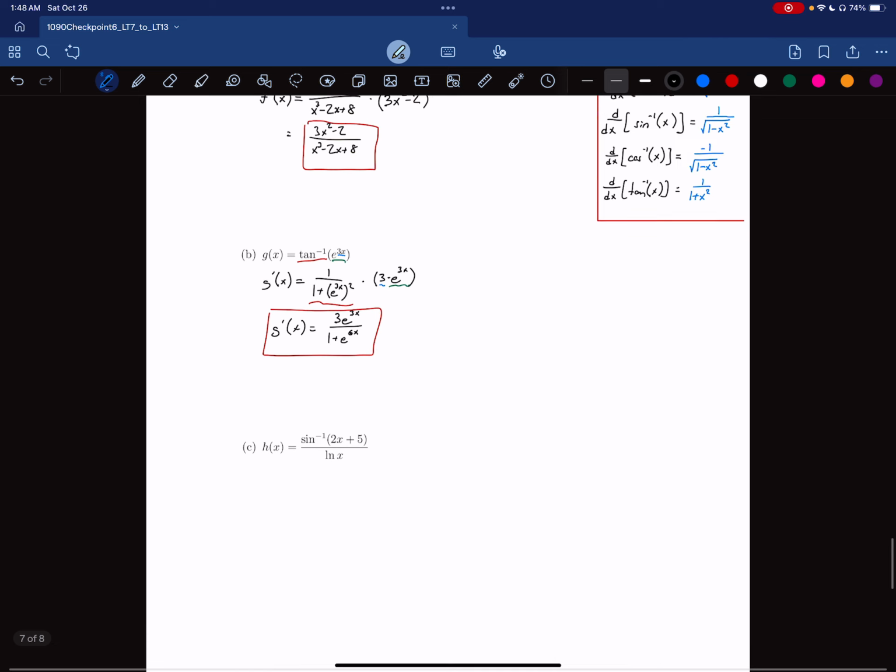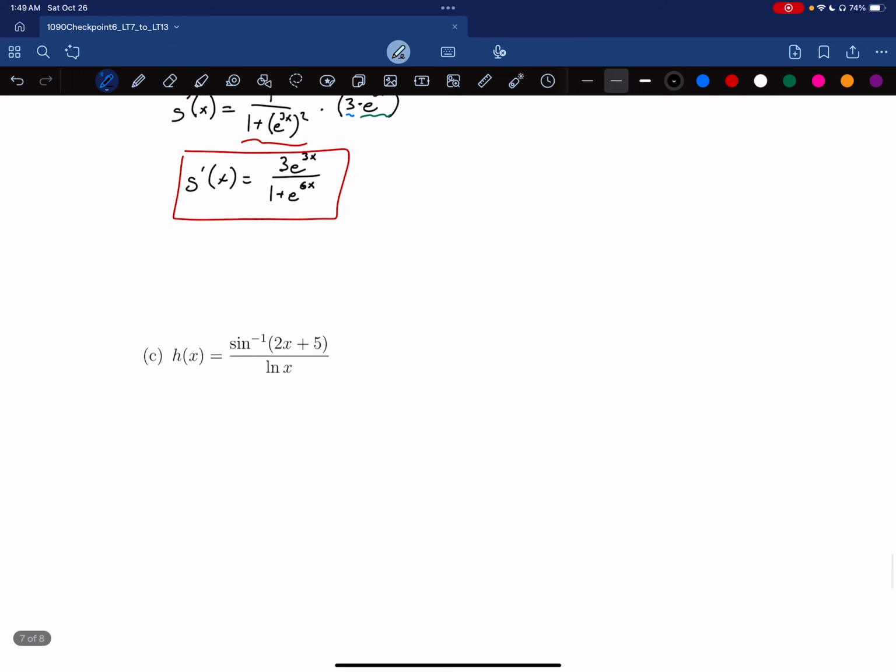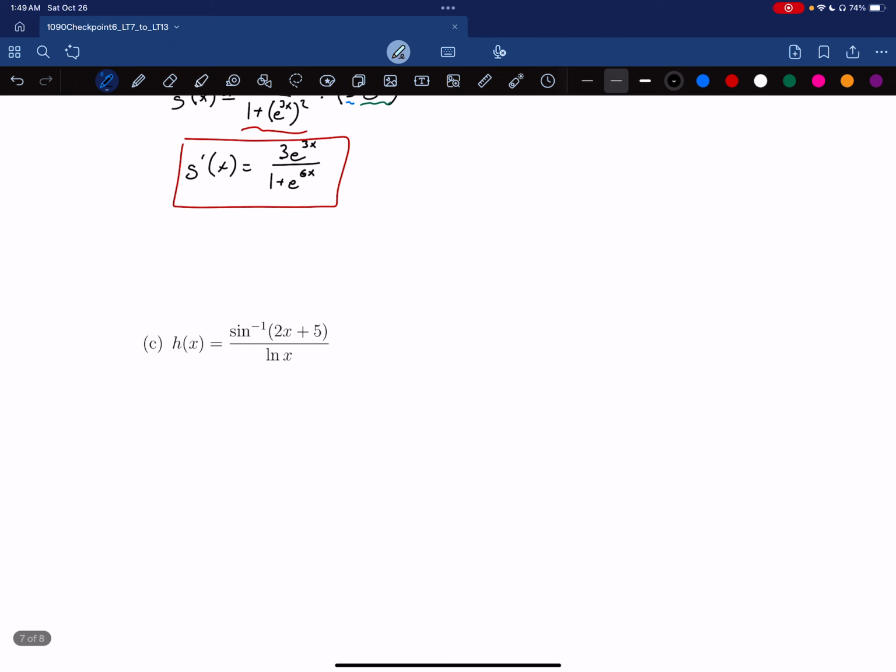For part C, I see an inverse sine, a logarithm, and those are divided. So I might need to use a couple different rules here. So let's first think bigger picture. I'm seeing some big function divided by some function, so I'm thinking we're going to have a quotient rule.